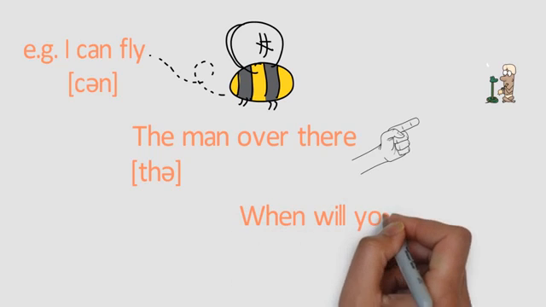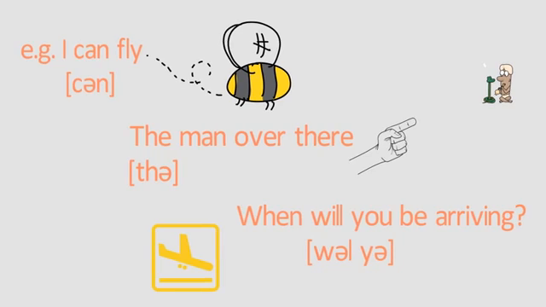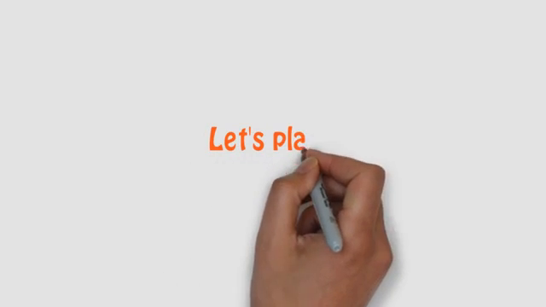Last example. When will you be arriving? Focus on the words will you. When will you be arriving? In this sentence, there are 2 stresses, one on when and another on arriving. So the function words will you have to be pronounced in their weak form. Will you? Listen, will you? When will you be arriving? Will you? Easy, right?